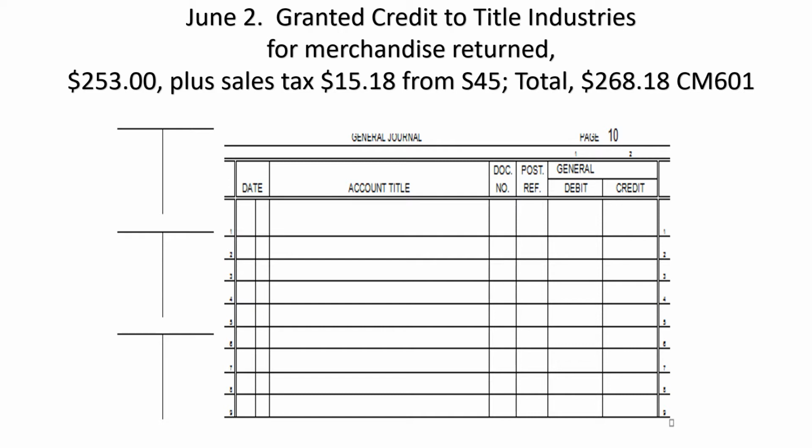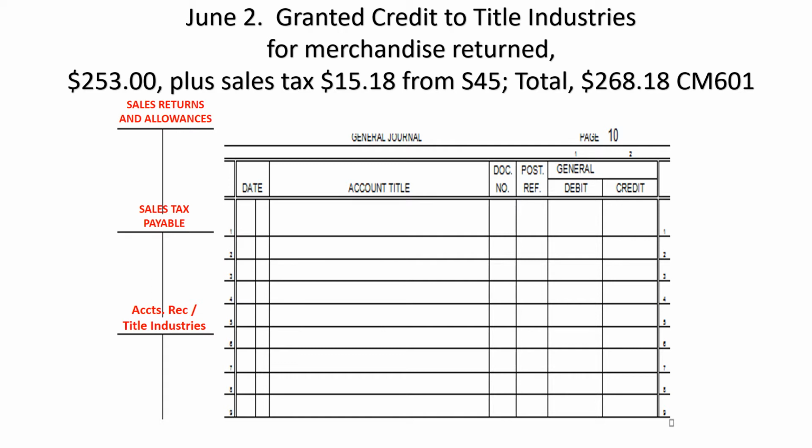So we're going to use three different accounts here. Obviously, the first account that we're going to use is going to be our sales returns and allowances. The next account that we're going to use is going to be sales tax payable, and our next account that we're going to use is the accounts receivable Title Industries.